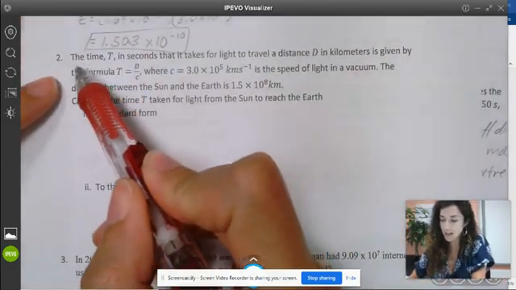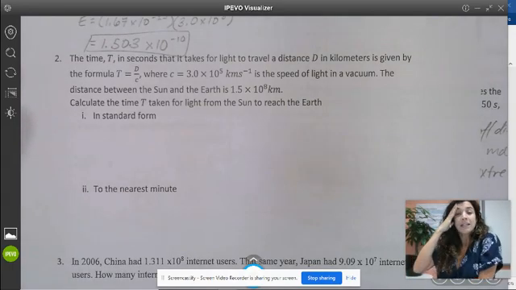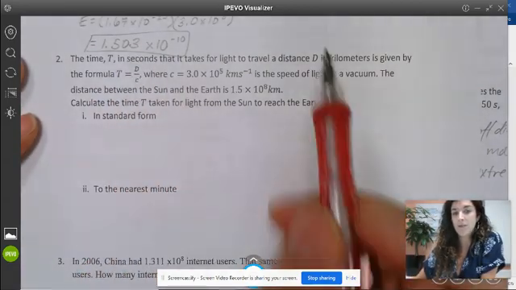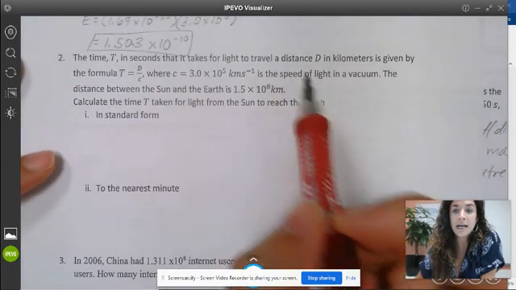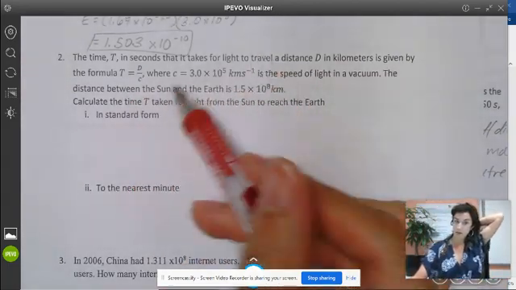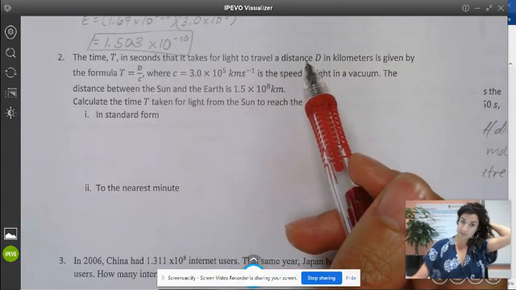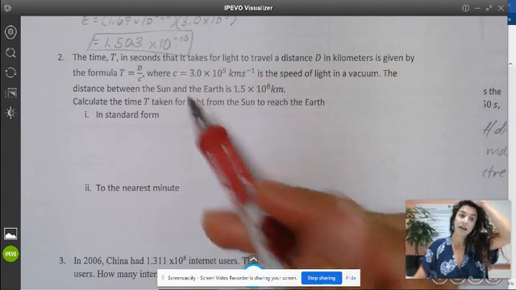So we are on problem number 2. The time t in seconds that it takes for light to travel a distance d in kilometers is given by the formula, and there we have the formula. Again, we have c given to us in scientific notation, the speed of light in a vacuum. The distance between the sun and the earth is 1.5. So remember that d is distance. So this guy right here is going to be the distance.